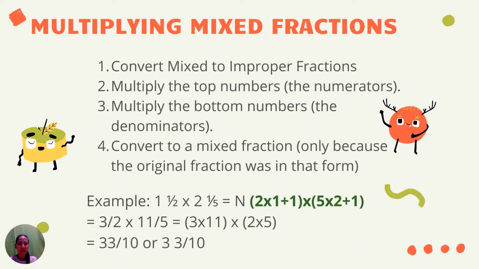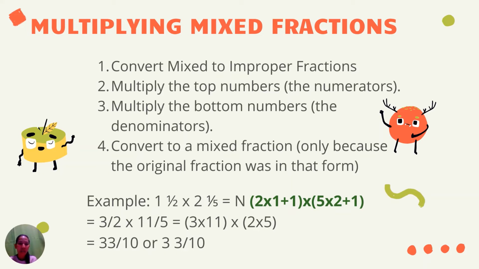Next, multiplying mixed fractions. Number 1, convert mixed fractions to improper fractions. Number 2, multiply the top numbers or the numerators. Number 3, multiply the bottom numbers or the denominators. And number 4, convert to a mixed fraction, only because the original fraction was in that form. Let's see the example. 1 1/2 times 2 and 1/5.